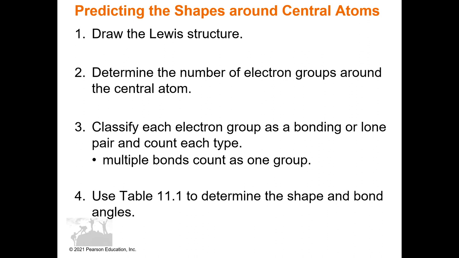So here's a review of what you need to do to figure out the molecular geometry of a molecule. So first you have to draw the Lewis structure. So don't forget those steps, starting with counting the number of valence electrons and ending with calculating formal charges. Then count how many electron groups there are around the central atom and figure out of those electron groups which ones are lone pairs and which ones are bonding groups. And don't forget that if you see a multiple bond, whether it's a double bond or triple bond, a double bond, for example, is counted as one group. And then use table 11.1 to figure out the molecular geometry of that molecule.